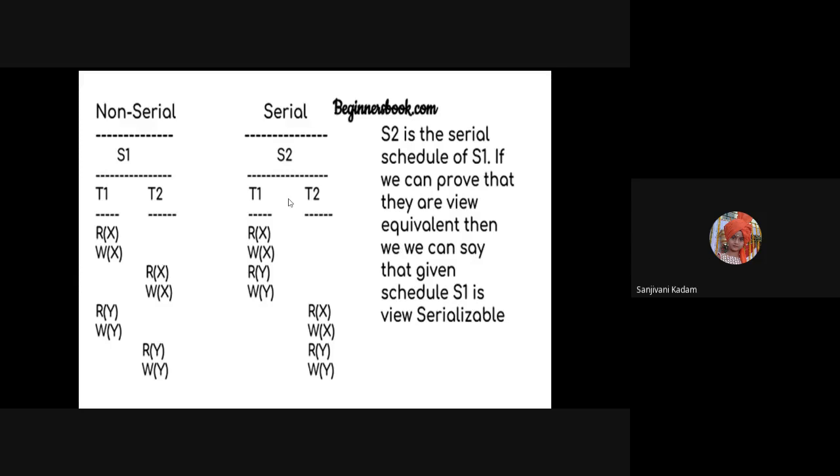And in S2 also, before reading the T2 value, T1 has already written the value. It means that T2 is reading the updated value modified by T1. And in schedule S1 also, the same condition is satisfied: T2 is reading the value which is written by T1. It means the second condition also got satisfied. Now let us see the third condition.